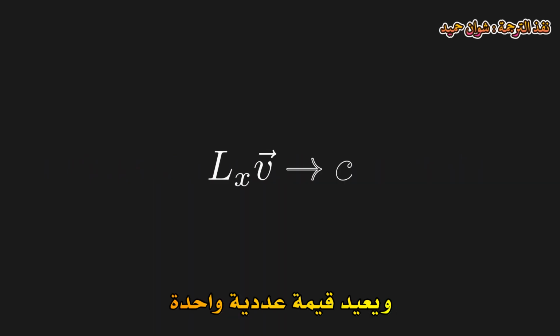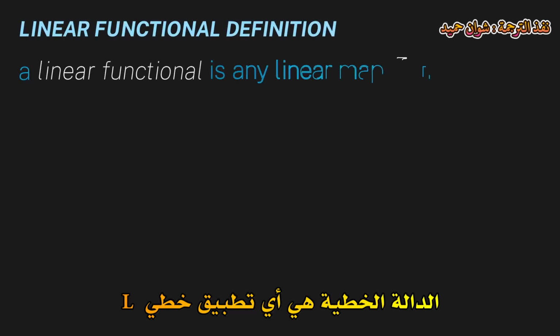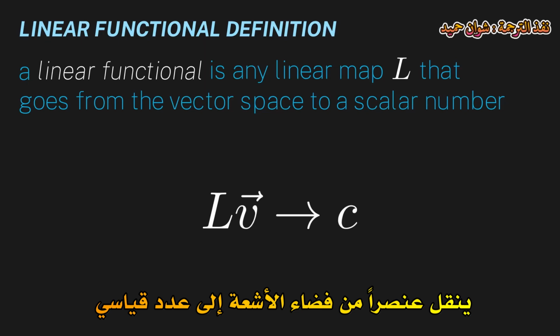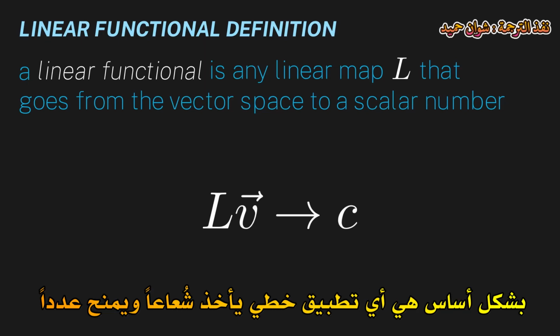Now let's understand what this linear map is doing. Fundamentally, this map takes in an element of our vector space and returns a single scalar number. We have a special name for maps that do this. They are called linear functionals. Formally, a linear functional is any linear map L that goes from the vector space to a scalar number, which may be real or complex. Basically, it's any linear map that takes in a vector and spits out a number.